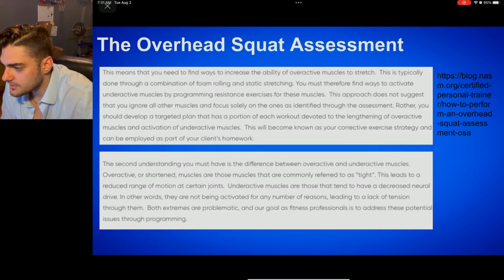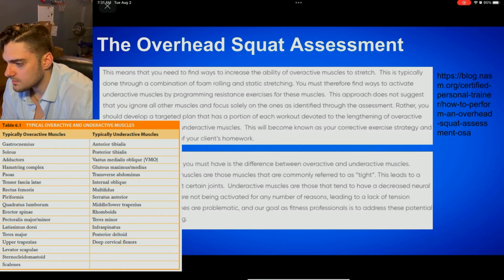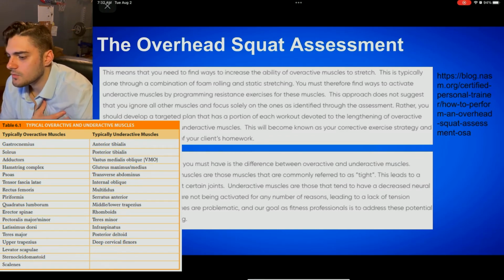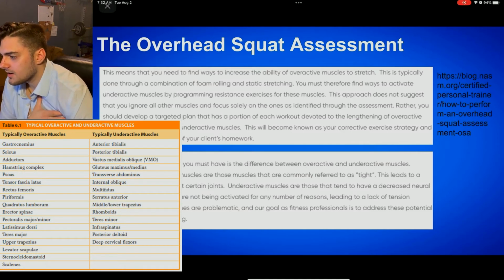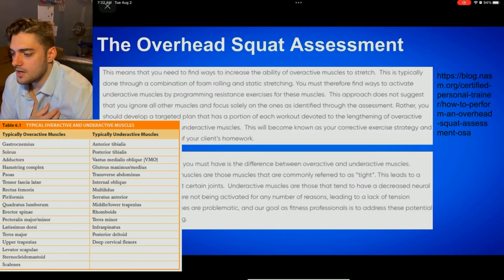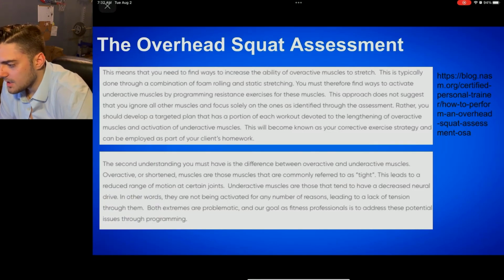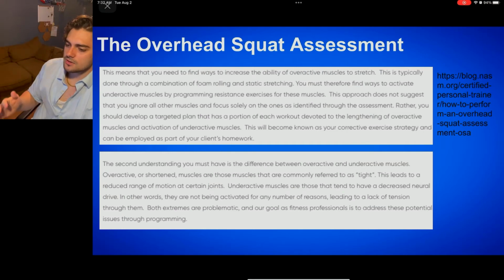All right. The second understanding you must have is the difference between overactive and underactive muscles. Overactive or shortened muscles are those muscles that are commonly referred to as tight. This leads to a reduced range of motion. Underactive muscles are those that tend to have a decreased neural drive. In other words, they are not being activated for any number of reasons, leading to a lack of tension through them. Both extremes are problematic, and our goal as fitness professionals is to address potential issues through programming.